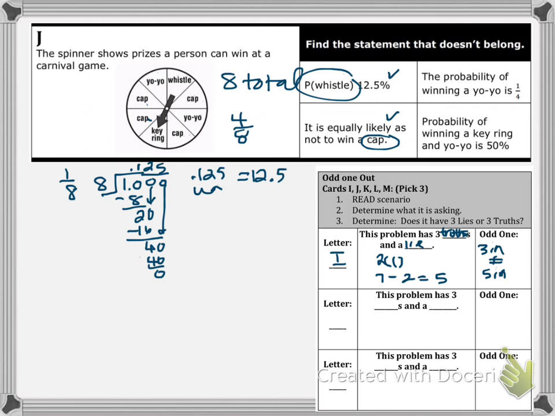The probability of winning a yo-yo is 1 in 4. So let's see. There are 2 yo-yos, which is 2 out of 8. If we simplify that, that equals 1/4. So that is true. And the probability of winning a key ring and a yo-yo is 50%. So key ring, there's 1, and then a yo-yo, 2, 3, is 3/8, not 50%. No. So letter J, and then you can fill that out. And then you need to pick one more to complete.